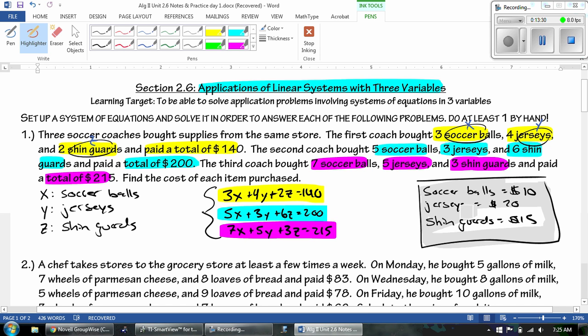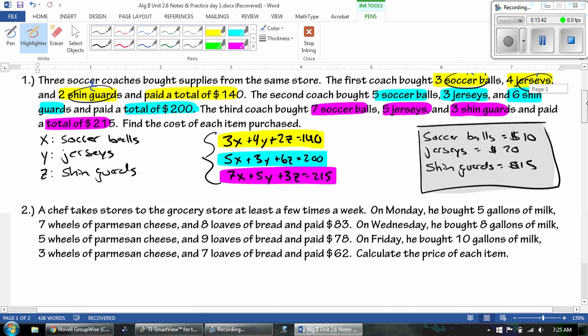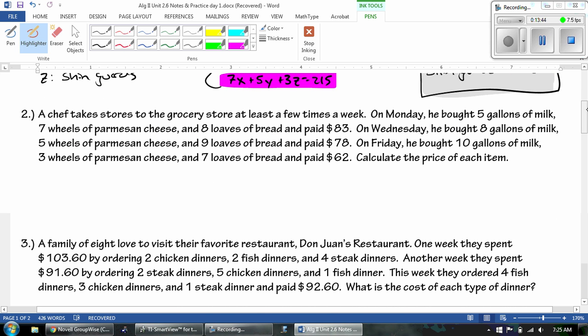That wasn't too bad, was it? Well, it only took 13 minutes. Okay. But the nice thing is the rest of these we're just going to do using our calculator. Okay. So let's look at number 2.